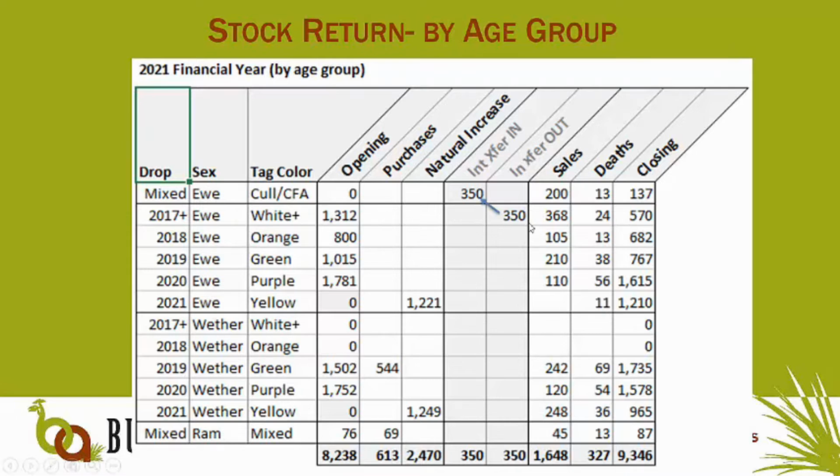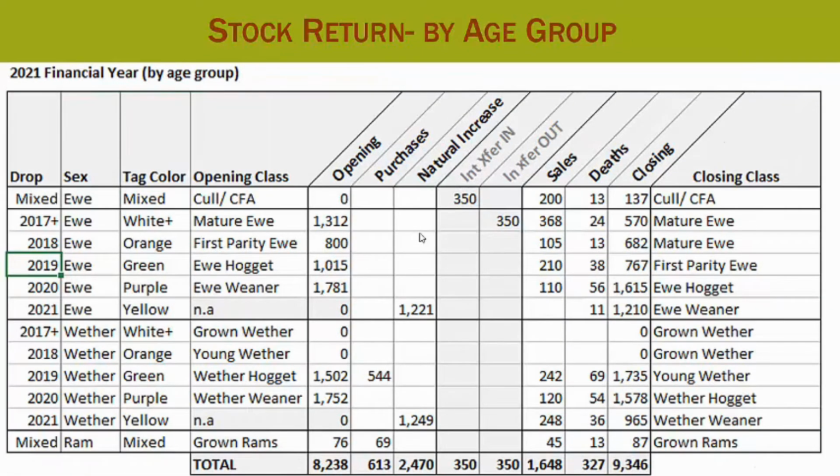And here, the only transfer we've got is some mature ewes into the cull or cast for age category, where they'll be sold from there. If they're sold directly from the ewes, we don't have to do that, but if you do have some at the end of the year which are cast for age, that can go in there. So I just think this is an alternative way of doing it, being able to track them by the age group or the tag colour, as that doesn't change.